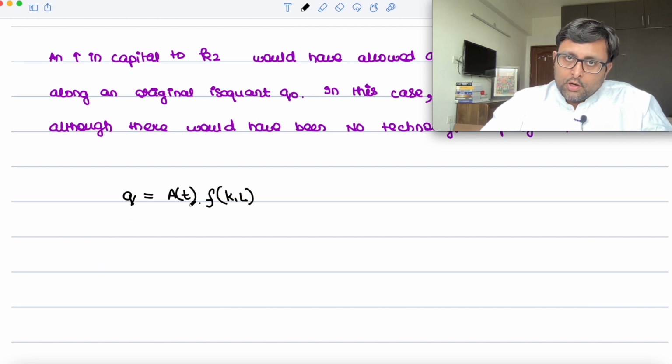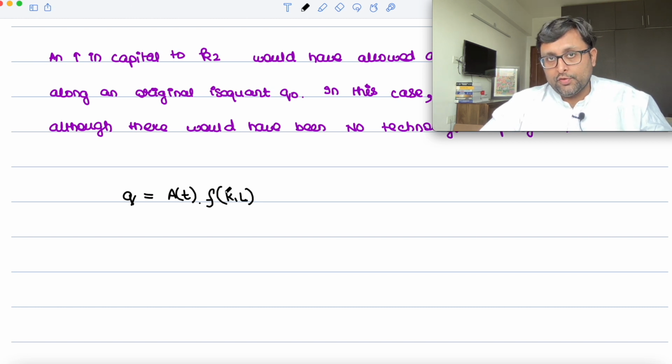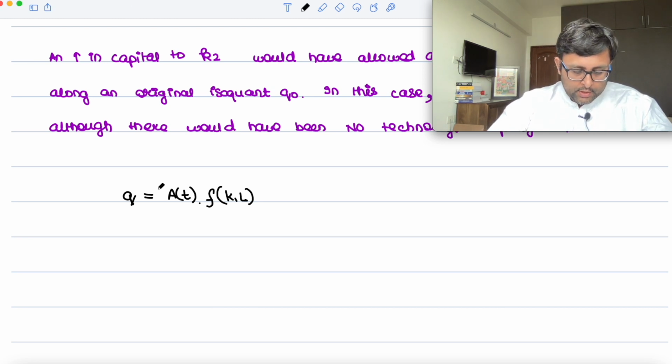Your output can increase because of the technological progress. Or, given the technological progress, it can also increase because of the higher usage of input. So if you use more labor and more capital, you'll be able to produce more. Or with the same amount of labor and capital input, with the higher technological progress, you'll be able to produce more.